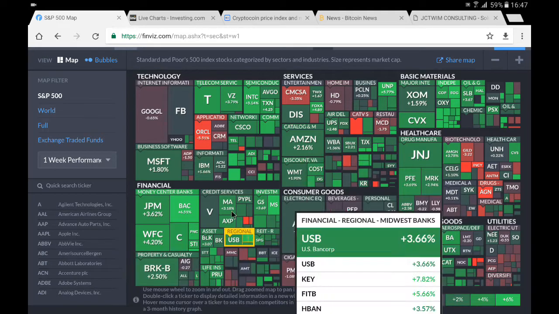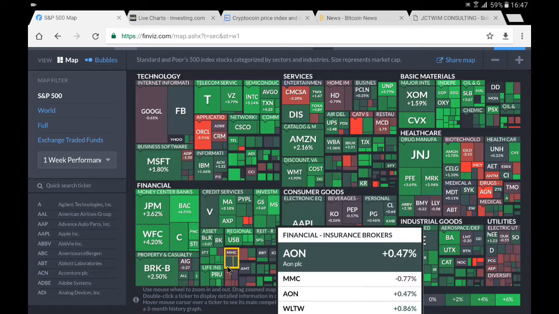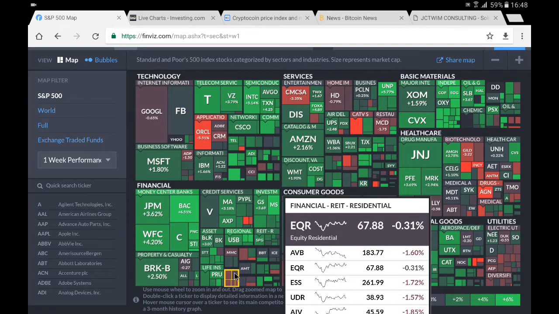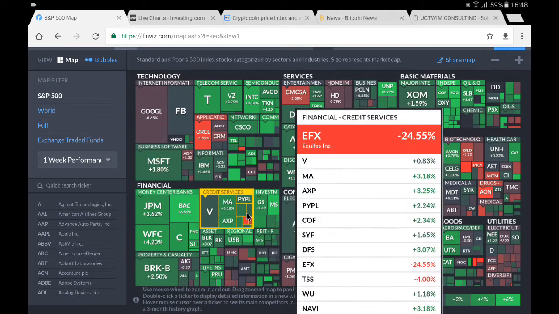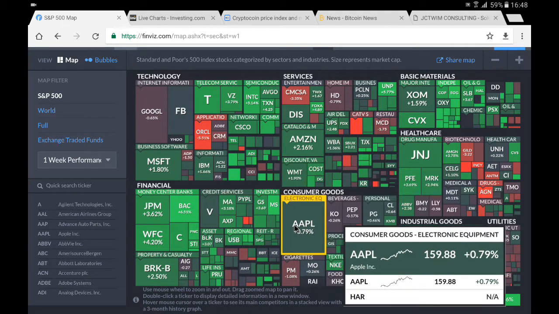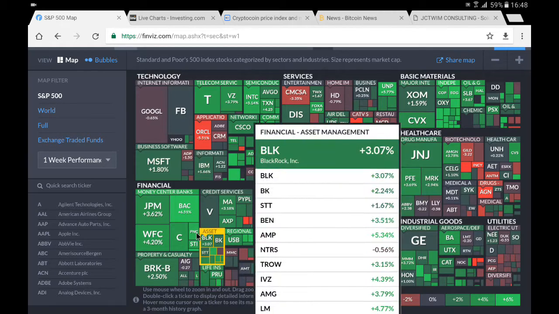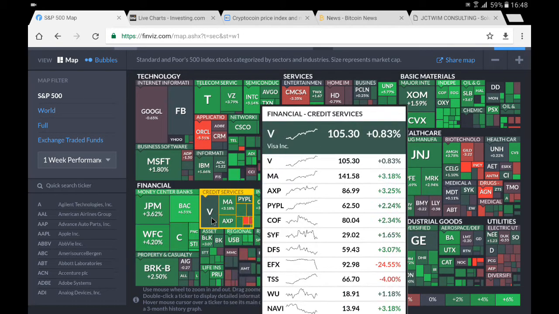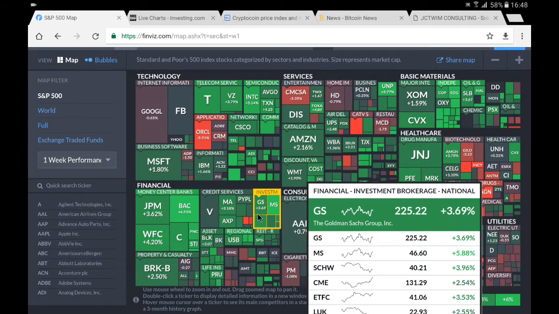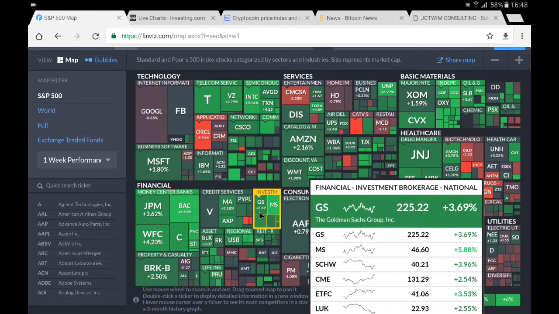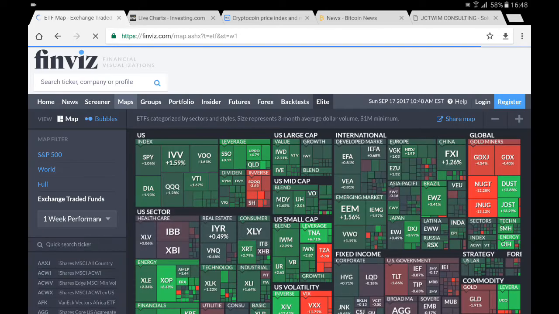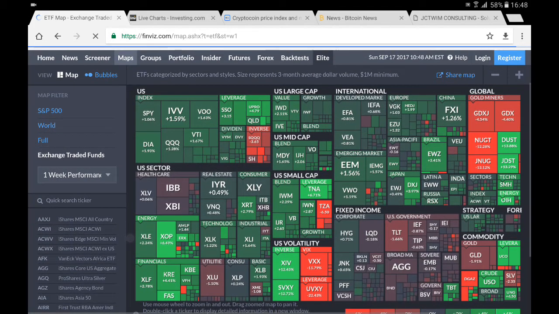Financials, everything in green except here for the insurance brokers, industrials, and residentials. Everything green, green, green, green, green. Okay, see, great week over here for Bank of America, for the money center banks. Great week over there for them. And also a good week for the investment banking and brokerage. Okay, so that's it. Now let's have a look at the ETF, the US indices.